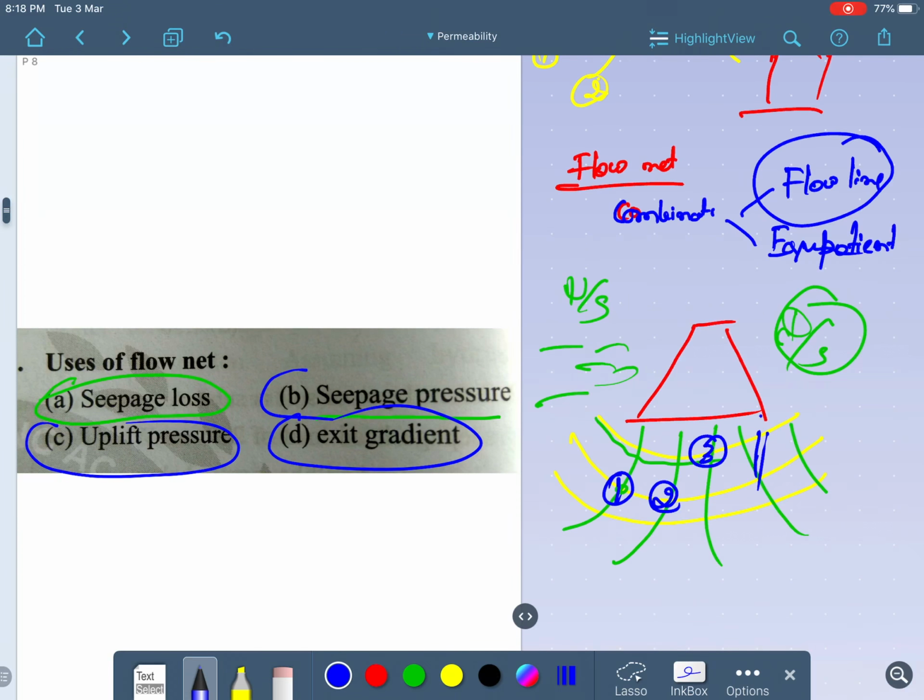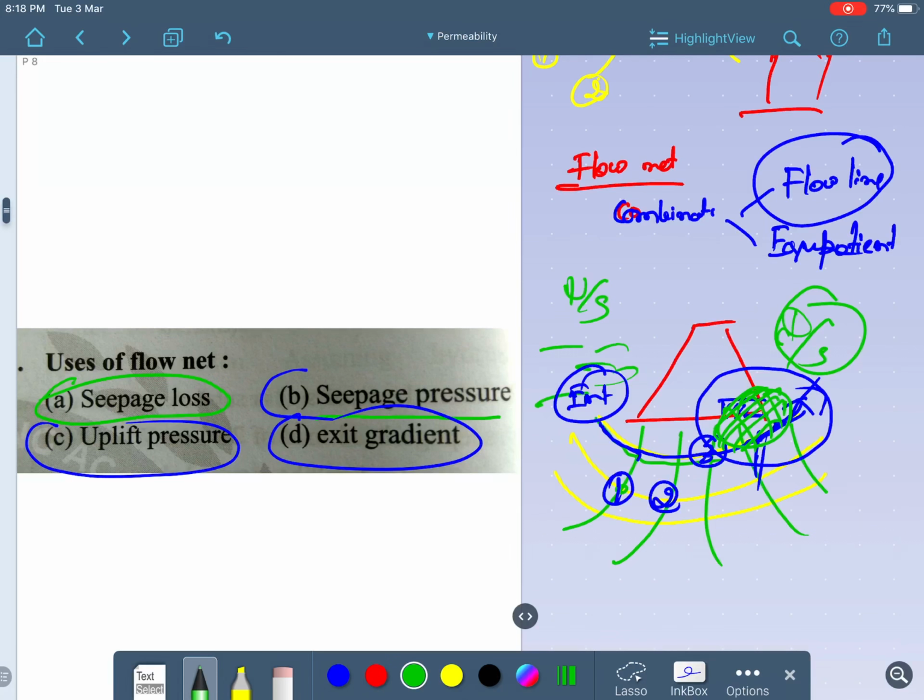The fourth is the exit gradient. This is the entry point and this is the exit point. Normally we give a drainage system here, and at the exit point we need to construct the dam in such a way that we give the proper exit gradient, because it is very important. Otherwise the water which is entering here will exit here and join the downstream side, because this is the critical area. If you do not give the proper gradient, failure of the dam section takes place. That is the reason we have to give the exit gradient.